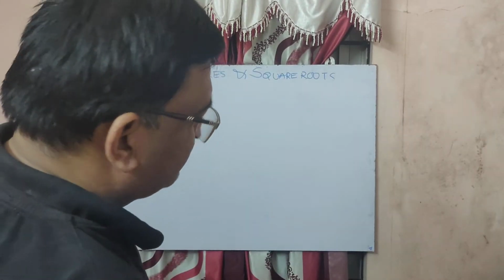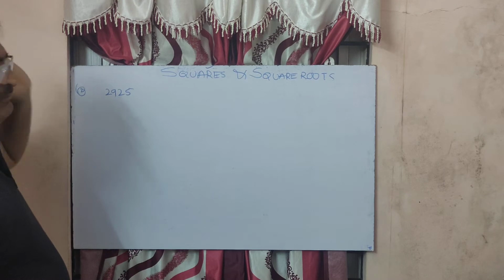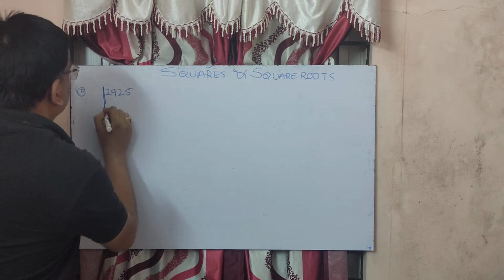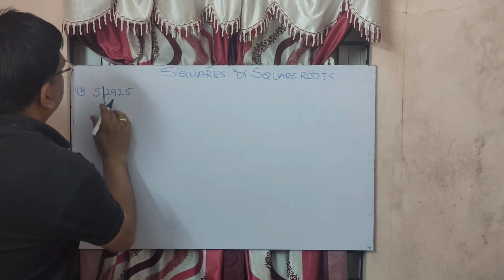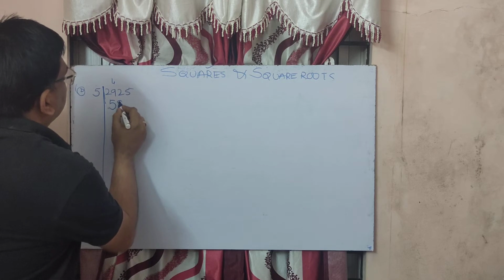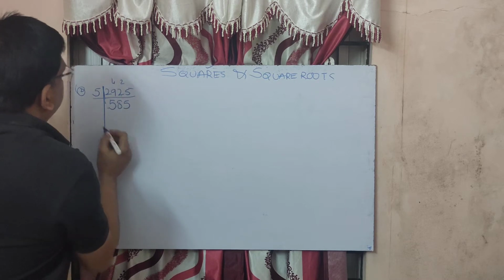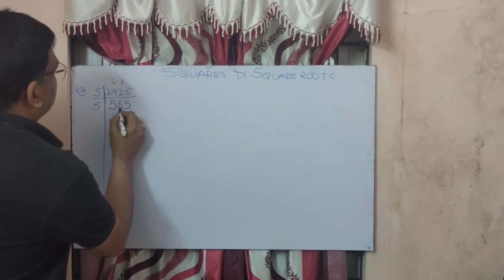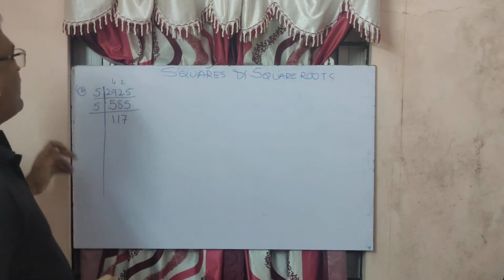Now, again here the last digit is 5. It means this number will be divisible by 5. We have to find the factors of this number. So 5 5s are 25, 4 remaining, 42. 5 8s are 40, 2 remaining, 25. 5 5s are 25. Again 5 is there, so it will be divided by 5. 5 1s are 5, 3 remaining, 35. 5 7s are 35. Now 117.